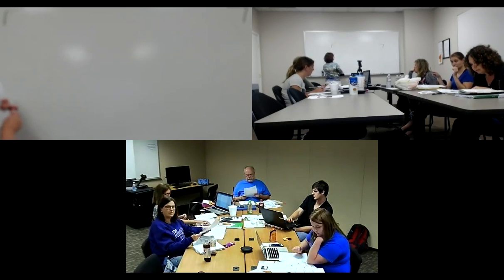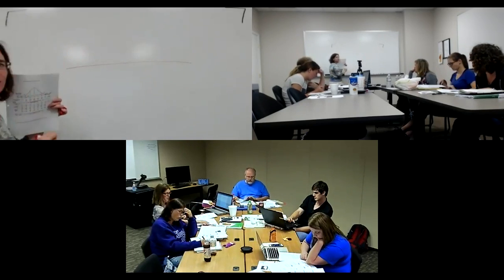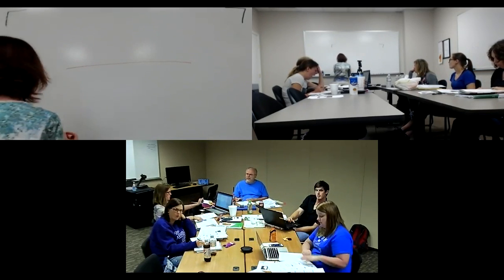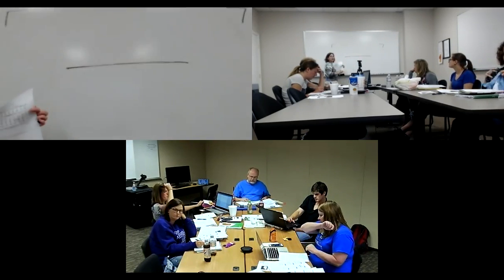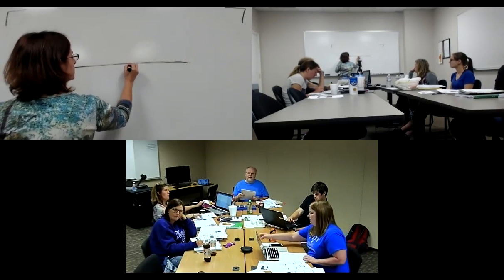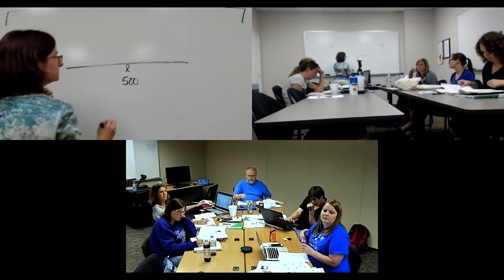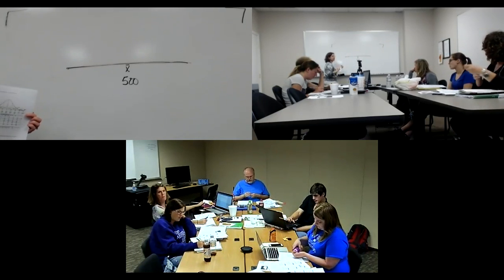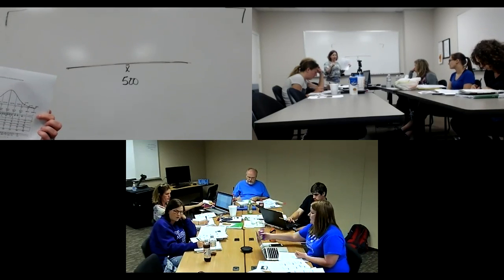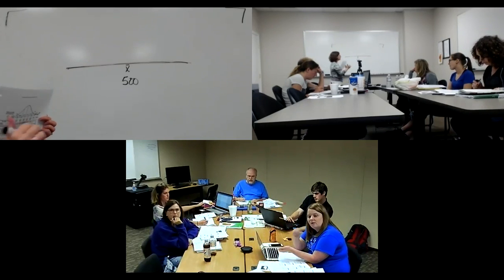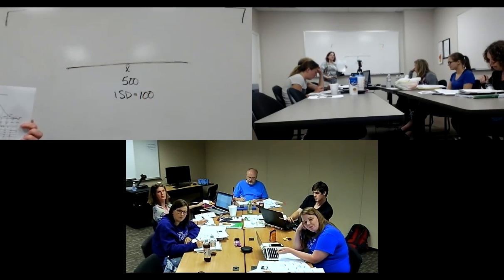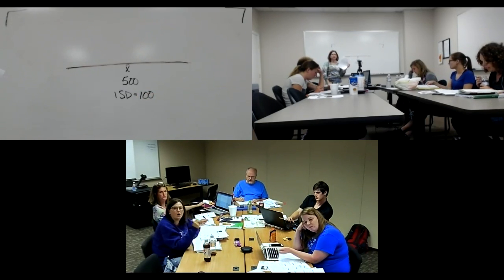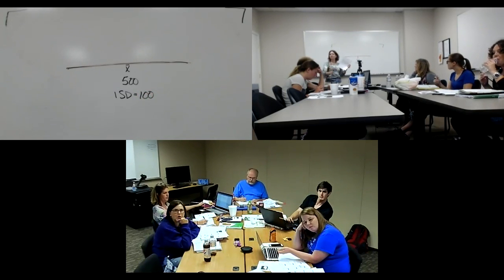Back to your mean, which is 500. If you've got a standard deviation of 100, what scores would be one standard deviation above and below the mean? 600 and 400. Perfect. Yes.